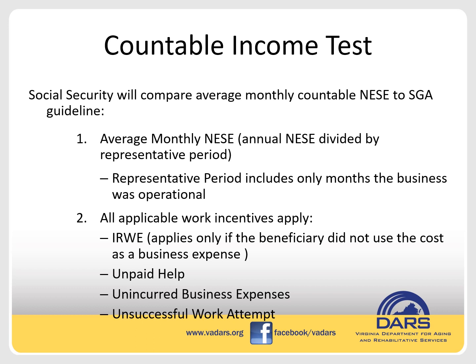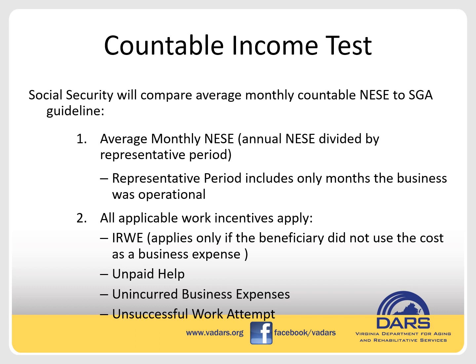The next two work incentives that apply are specific to people who are on SSDI and self-employed. This is not one that's available to people that are employees. This is specific to self-employment, keep in mind. One is unpaid help, and the next one is unincurred business expenses, and also unsuccessful work attempts are factored into that. And unsuccessful work attempts also apply to people that are employees, but unpaid help and unincurred business expenses don't.